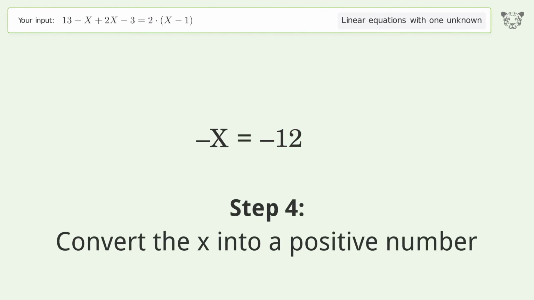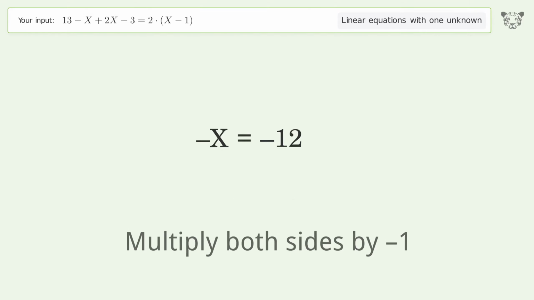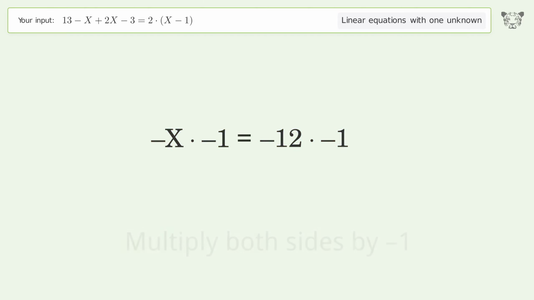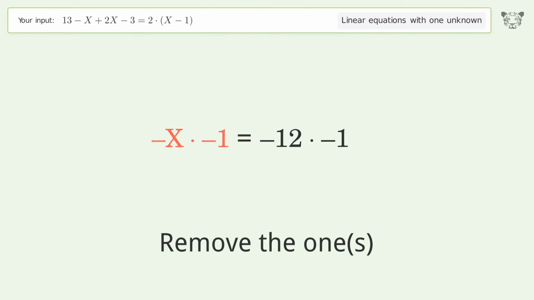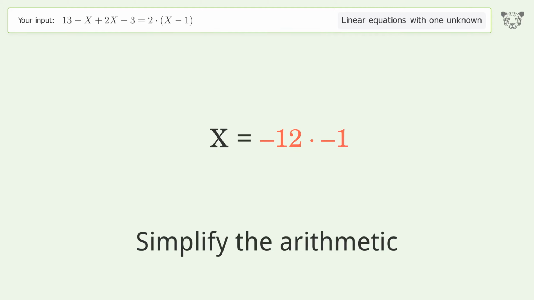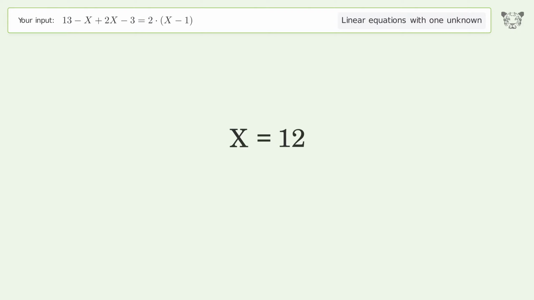Convert the x into a positive number. Multiply both sides by -1. Remove the ones. Simplify the arithmetic. And so the final result is x equals 12.